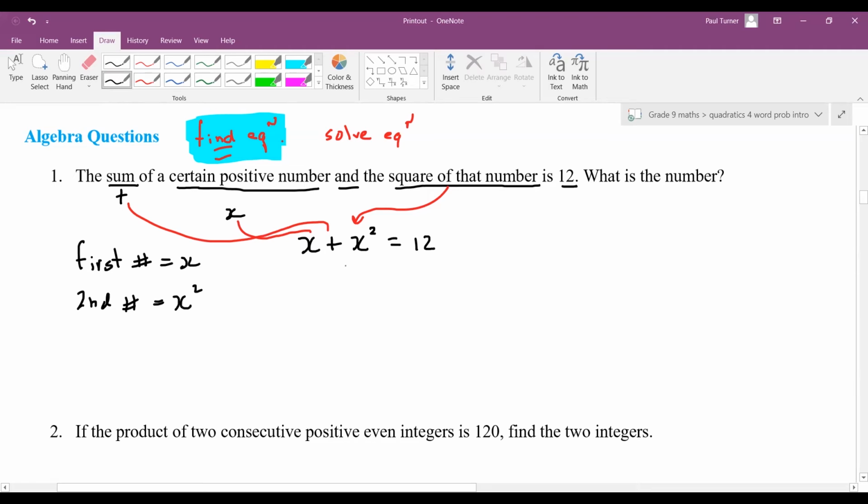You could start guessing numbers now, but what I'd rather see you do is how to solve this, because some questions have really big numbers and you won't be able to guess them easily. So once you have your equation, that's your first step.